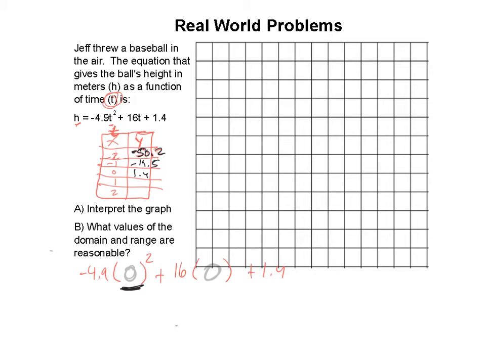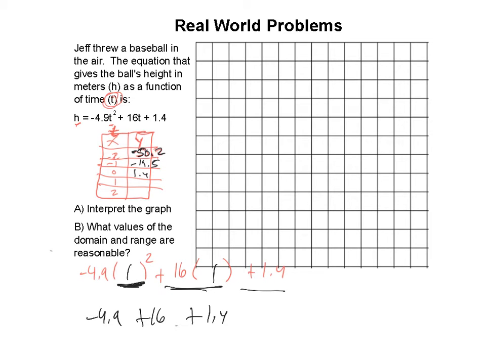All right, let's put 1 into both spots this time. Here we go. Erase. Maybe. There it goes. Technical difficulties today. All right, we're going to put 1 into both of those spots. 1 squared is 1 times negative 4.9 is just going to be negative 4.9. 16 times 1 is 16 plus 1.4. So let's add those up.